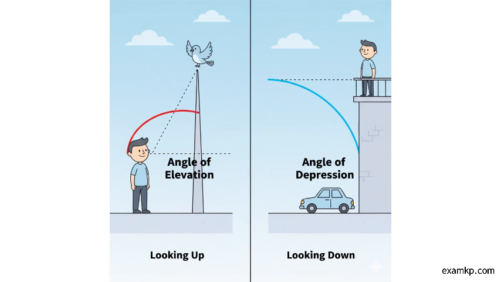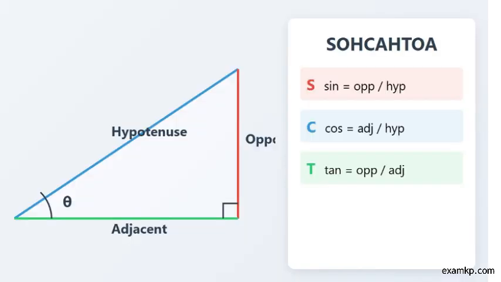To solve problems involving these angles, we use trigonometric ratios. Remember the key formula, SOHCAHTOA. SOHCAHTOA means sin theta equals opposite over hypotenuse, cos theta equals adjacent over hypotenuse, and tan theta equals opposite over adjacent.